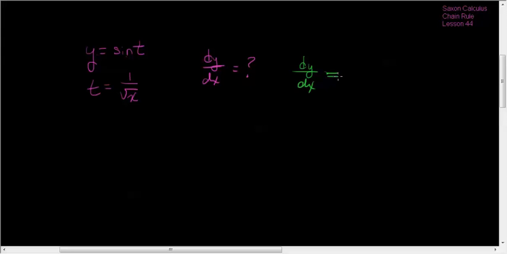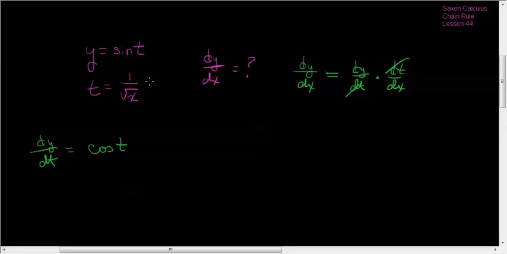dy/dx is equal to dy/dt times dt/dx. Now, why did I choose dy/dt and dt/dx? Because I look at my function. y is a function of t and t is a function of x. So I can find how y changes as t changes. Remember, that's just the slope. What's the slope of the sine of t? So dy/dt, the derivative of the sine, is the cosine of t.